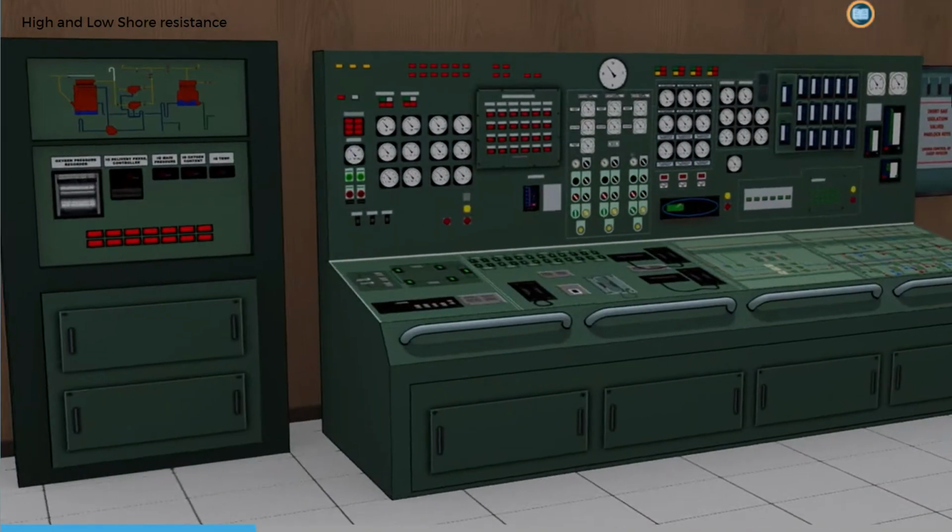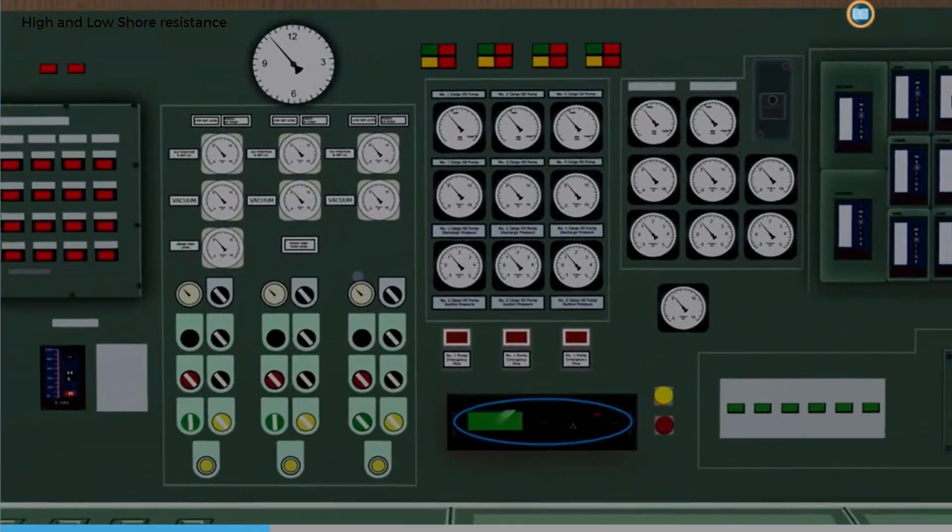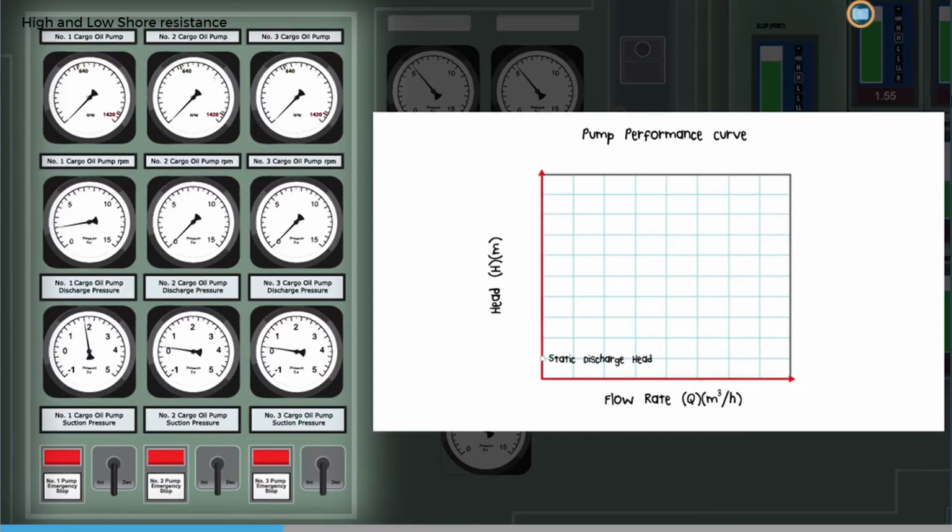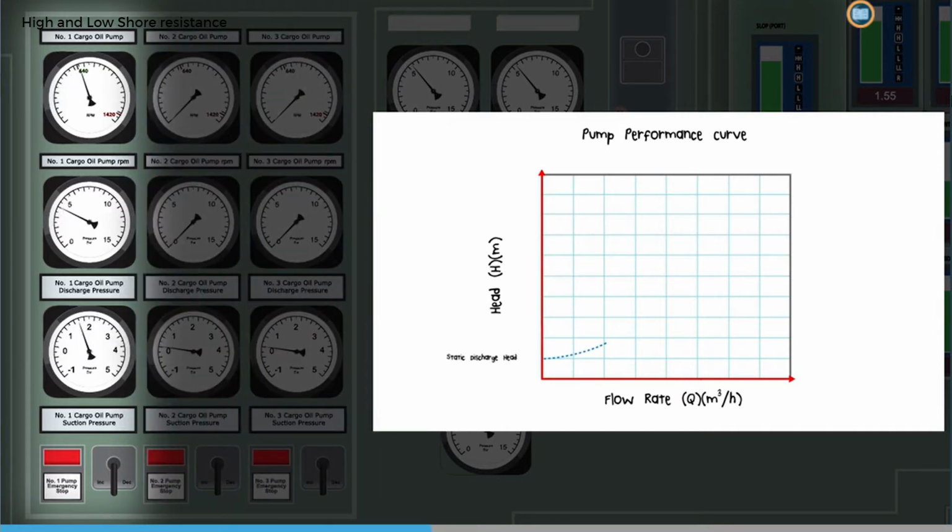Before we start the pump, we open the valve from a cargo tank containing crude, and the liquid flows through the stationary pump. This settles at a level that exerts pressure on the pump itself. We call this static discharge head. When we start the centrifugal pump and flow begins, head starts increasing above the static discharge head, as can be seen on the discharge pressure gauge.